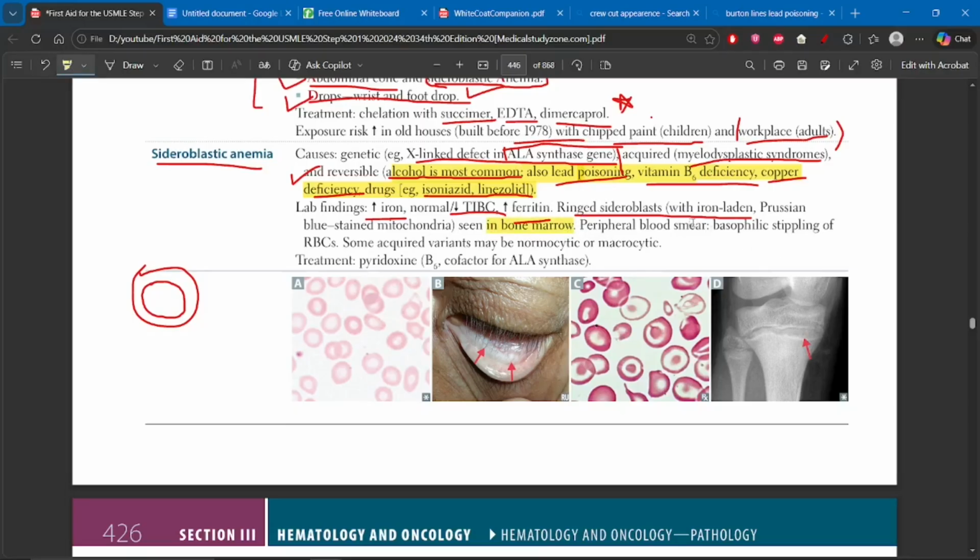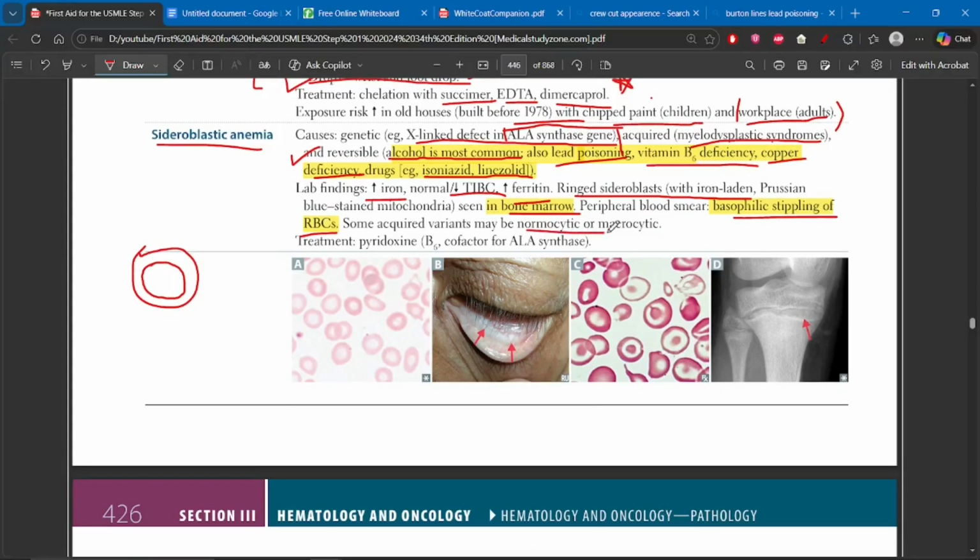In the peripheral blood smear, it's going to show you the basophilic stippling of RBCs. Now, what is the difference between a bone marrow stain and a peripheral stain, and what is the rationale behind it? I have explained in a previous video. You can see that, but this is a difference. You must know that ring sideroblasts are always seen in bone marrow most of the time, and peripherally, it's just the basophilic stippling of the RBCs. Yeah, so some variants may be normocytic or macrocytic, but this is very, very rare, so you don't need to remember this part. The treatment is with pyridoxine B6, which is a cofactor for ALA synthase.